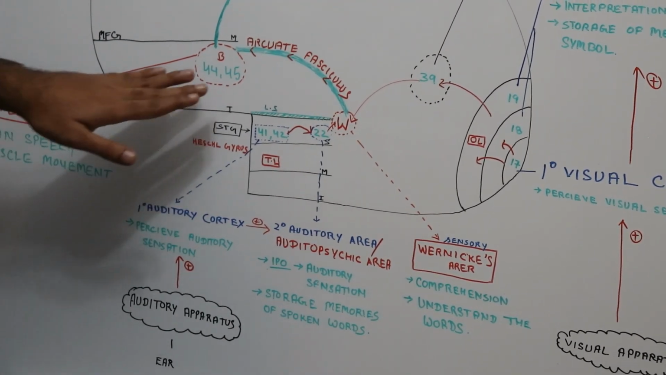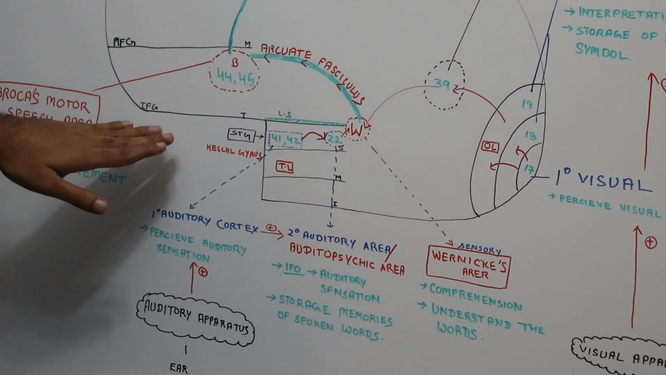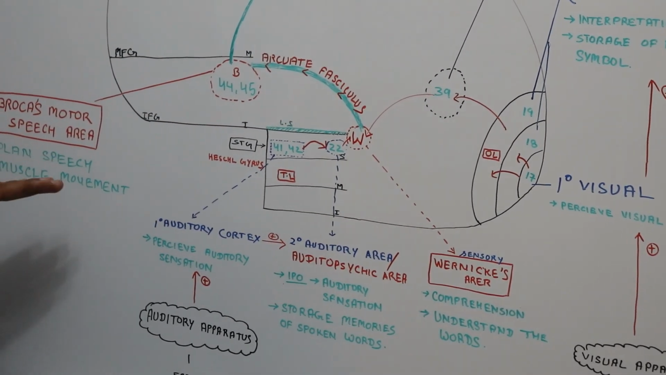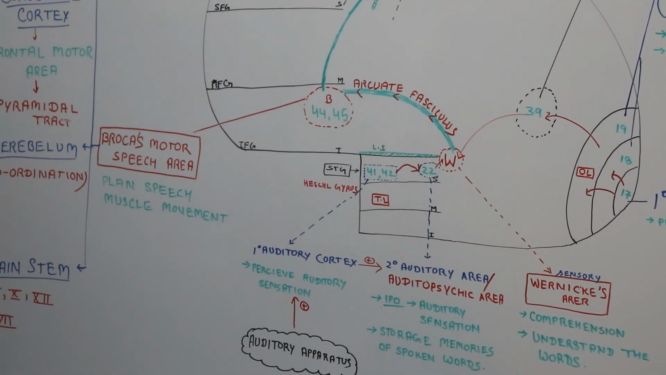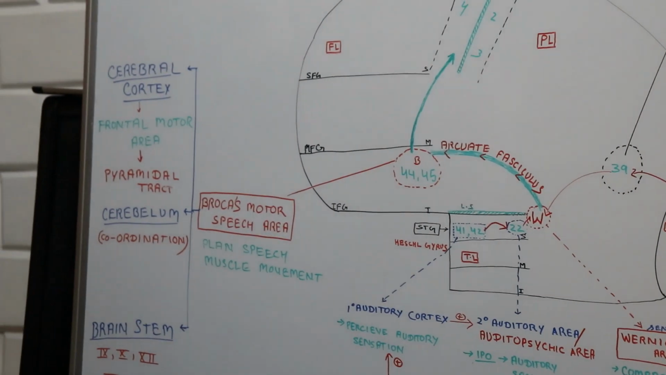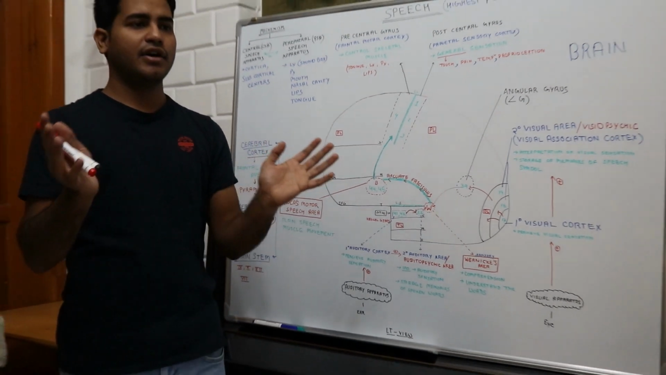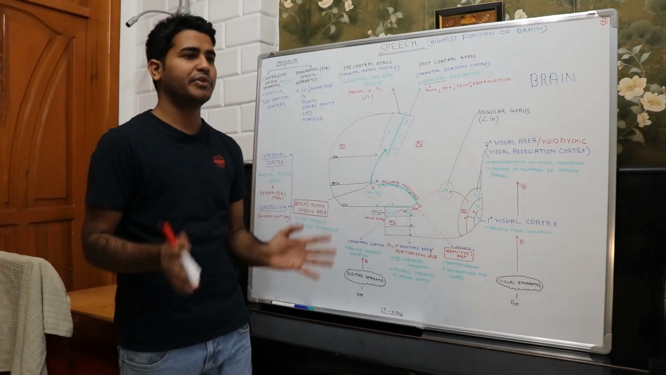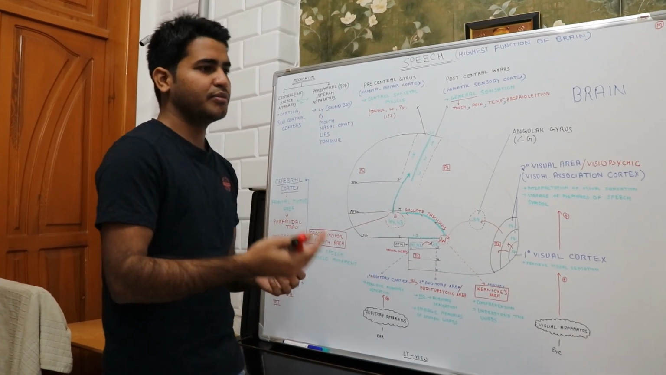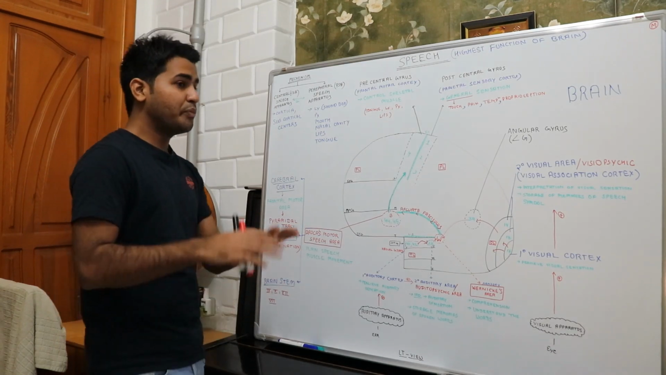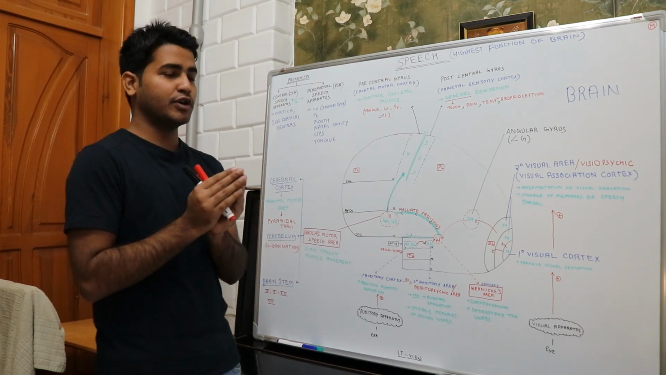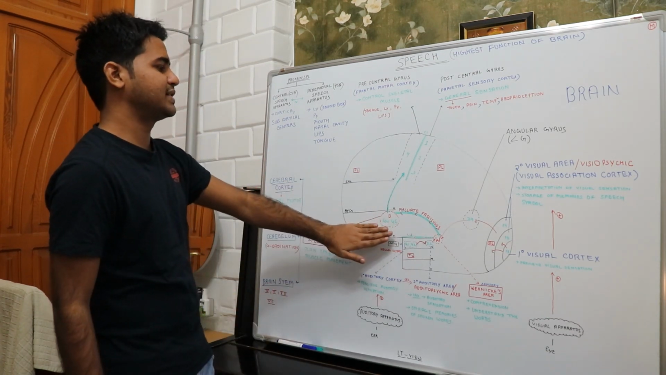Broca's area is present in the inferior frontal gyrus, areas number 44 and 45. This is known as Broca's speech area. What is the function of Broca's speech area? Broca's area plans the speech muscle movement. We have information, we have comprehension, we understand the words, but we have to produce the sound. We have to produce the sound with the help of a plan. If we don't have a plan, we can't speak well. So for fluency, we must go to Broca's area.